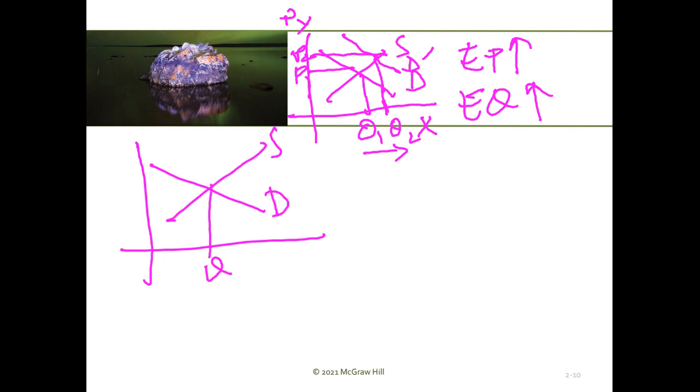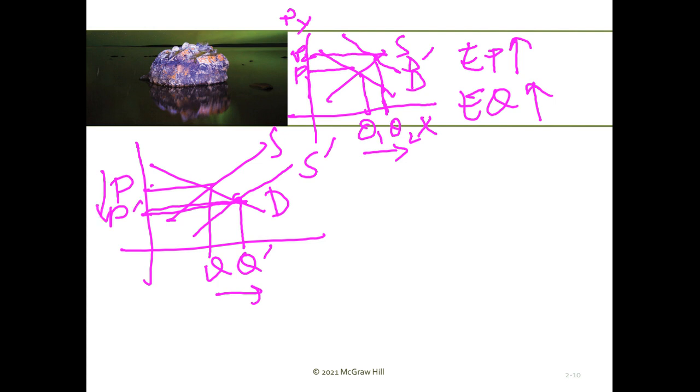Now I shift the supply curve to the right like this. I shifted the supply curve to the right as S prime. See what is happening. I know equilibrium quantity is increasing because this is the new equilibrium point. But equilibrium price decreases. So what is the conclusion? The conclusion is when supply shifts rightward, equilibrium price decreases and equilibrium quantity increases.